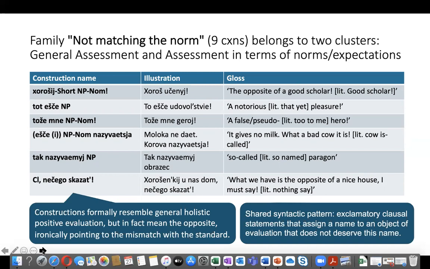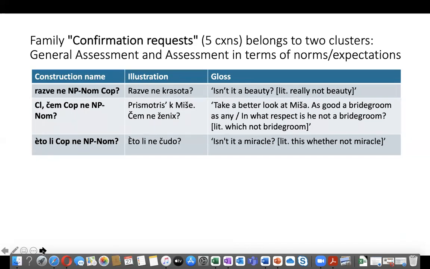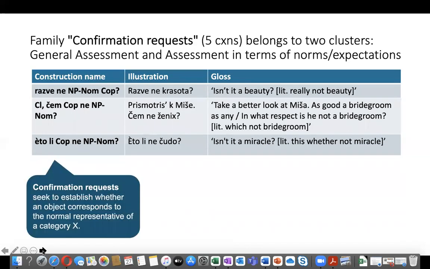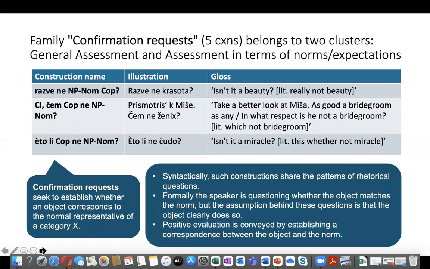this name. The third family contains confirmation requests that seek to establish whether an object responds to the normal representative of a category X. Syntactically, such constructions are rhetorical questions, like разве не красота? Isn't it a beauty? Formally, the speaker is questioning whether the object matches the norm, but the assumption behind these questions is that the object clearly does so, and this yields positive polarity.